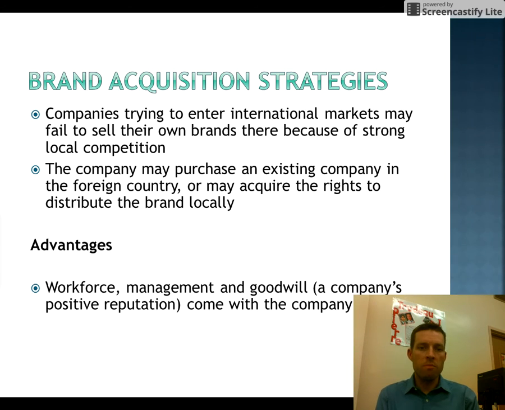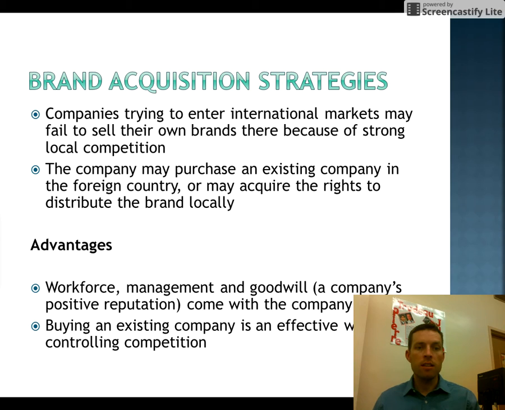The workforce, management, and goodwill. So the existing workforce to the brand are working for the company or the brand that they've acquired. Managing that workforce, managing those local workers, and of course the goodwill and the positive reputation of the company that already exists before acquiring that company, they all come with the company that's been acquired. So those are all huge advantages. Secondly, buying an existing company is an effective way of controlling the competition. So rather than having to control or fight against that company for market share, once you acquire the company, that market share belongs to you as well.